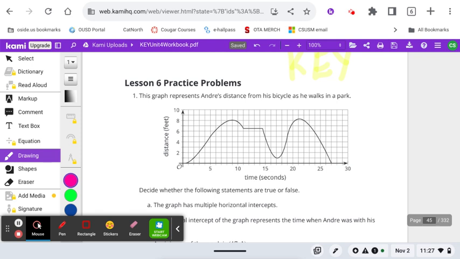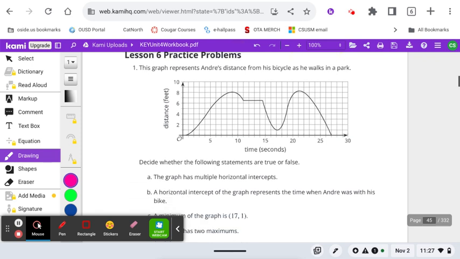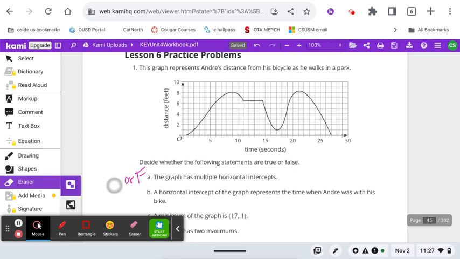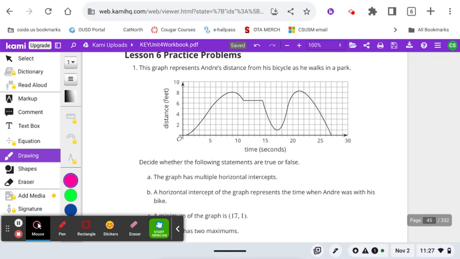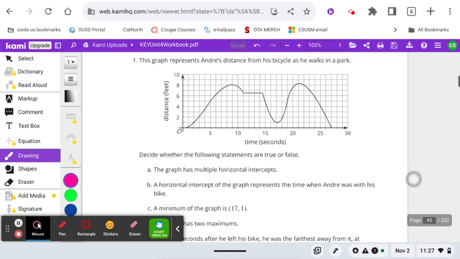This graph represents Andres' distance from his bicycle as he walks in the park. Decide whether the following statements are true. So over here on the side, you're going to put just a little true or false on whether you think the statements are true or false. The graph has multiple horizontal intercepts. Remember that a horizontal intercept is where it touches down at 0 on the x-axis.